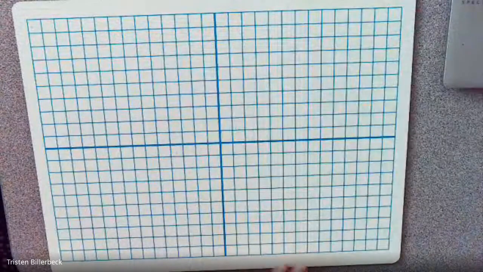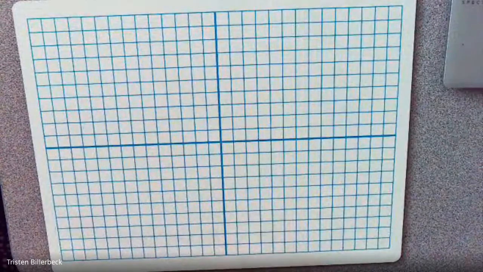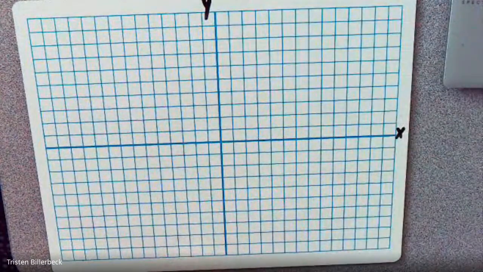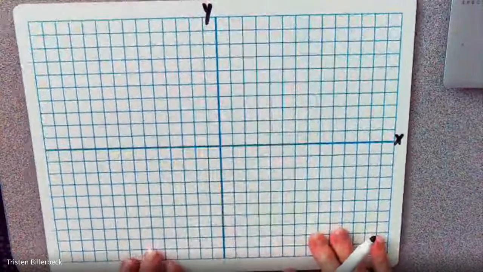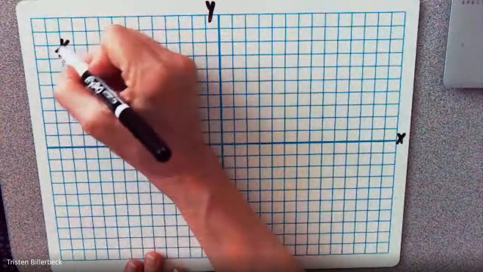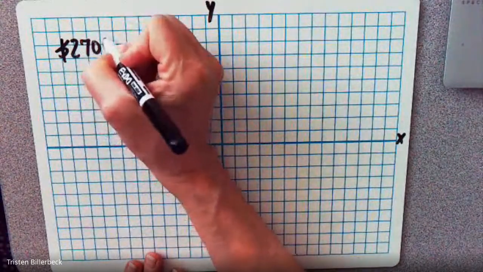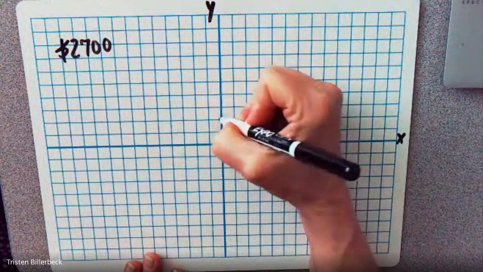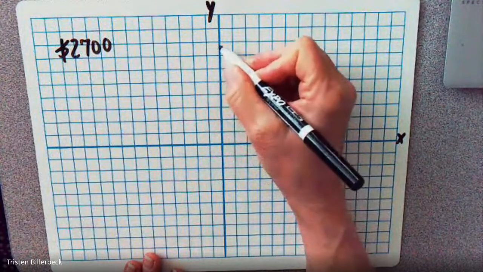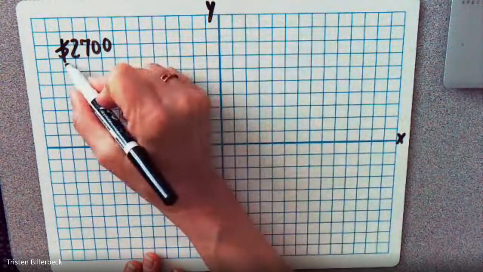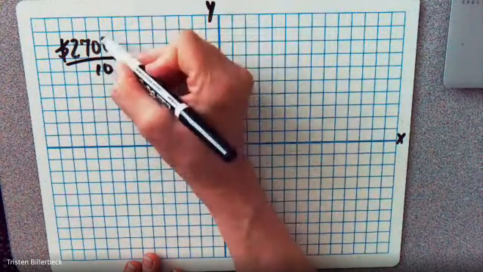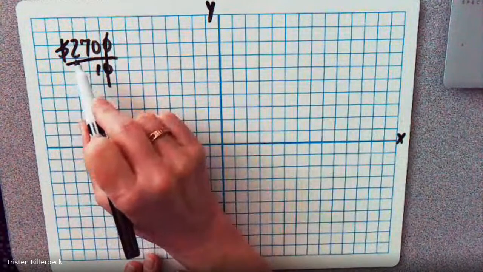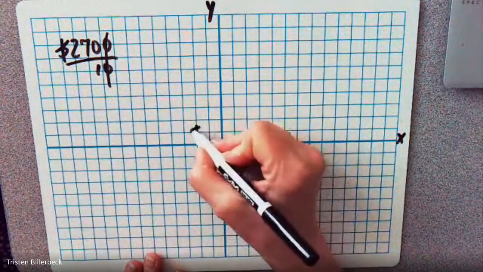So if we were to draw the graph, we have y and x. We know the Cutthroat bike is $2,700, so we need to pay that much off. If we count this, we have 1, 2, 3, 4, 5, 6, 7, 8, 9, 10. So we're going to divide that 2,700 by 10, which means that each one of these spaces is going to be 270. So we have 270.